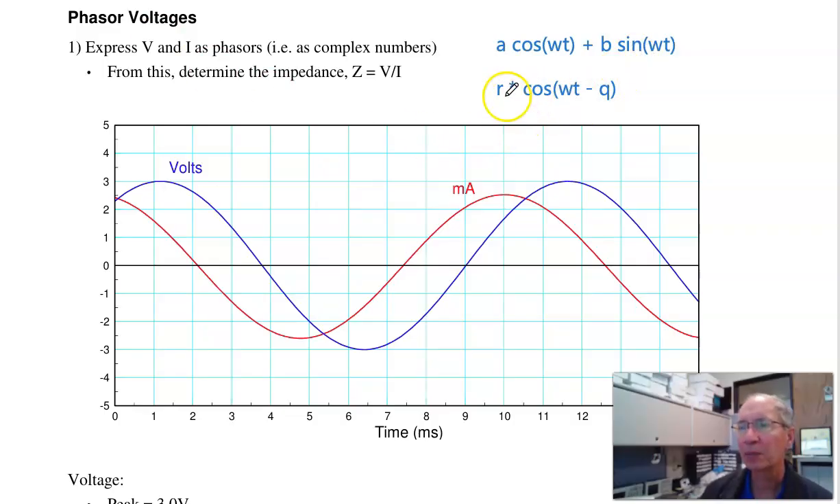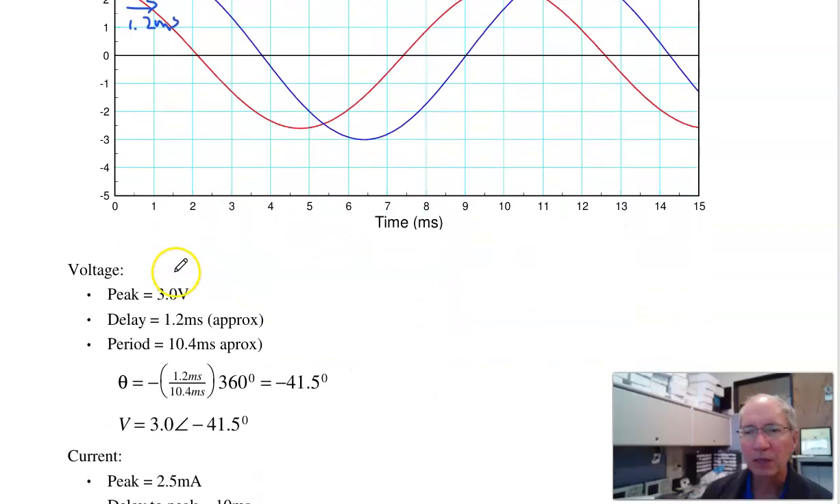In polar form, the amplitude is the peak. So for the voltage right here, I know the voltage has a peak of 3. To get the angle, look at the delay. So this has a delay of about 1.2 milliseconds. One period is counting 1, 2, 3, 4, 5, 6, 7, 8, 9, 10, 10.2. So the phase shift is 1.2 millisecond delay. Okay, so 10.4 millisecond period. It's that percentage of one cycle. One cycle is 360. So the phase shift is minus 41 degrees.